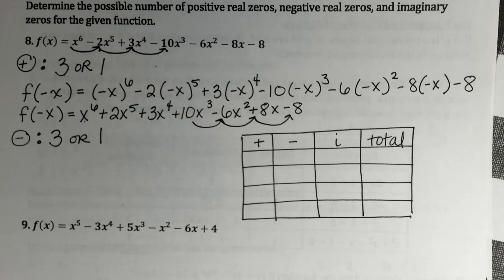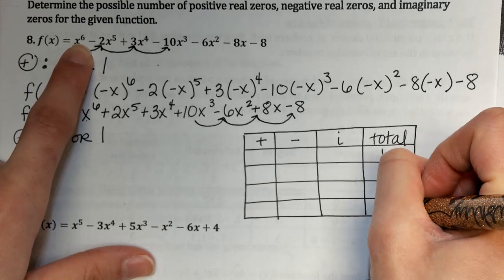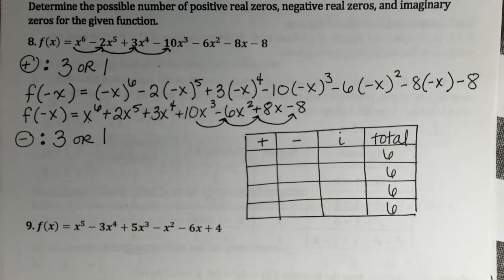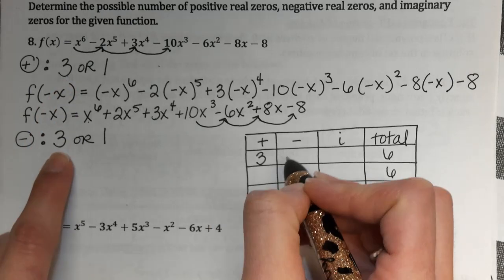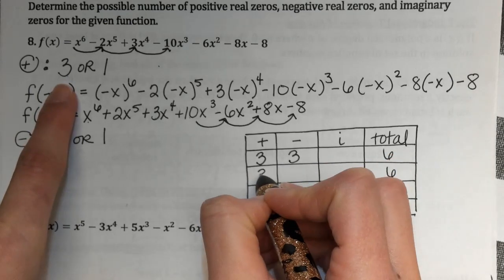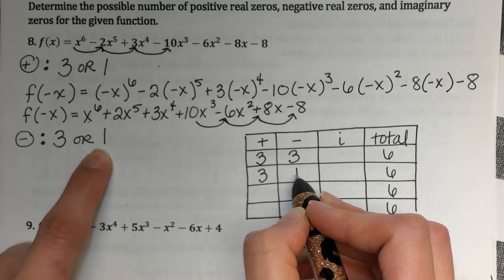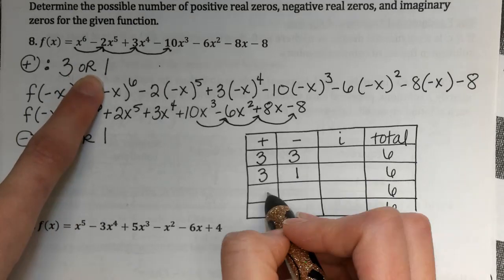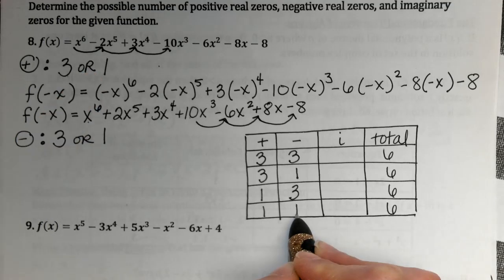Now, using the fundamental theorem, my degree of this polynomial is what? 6. My highest degree is 6. So I should have 6 zeros no matter what. Okay? Now this is where I was talking about. My positives, I can have 3 positives and 3 negatives, or 3 positives and 1 negative. Y'all follow me? Now that it's in a table, visual format. Or I could have 1 positive and 3 negative, or 1 positive and 1 negative.